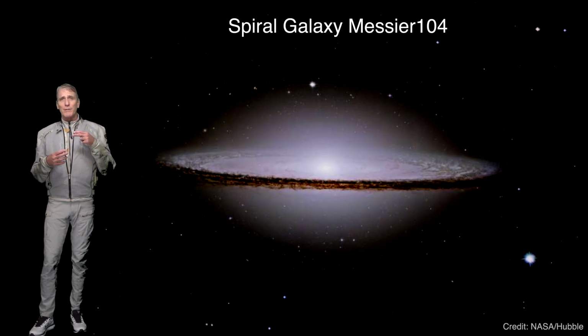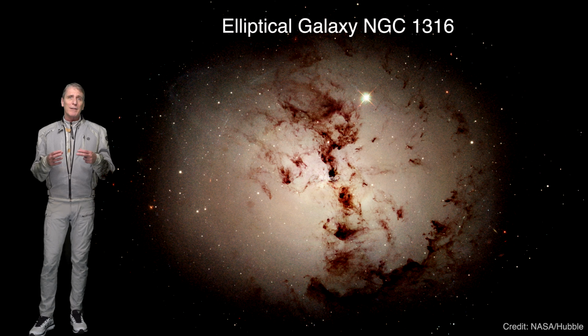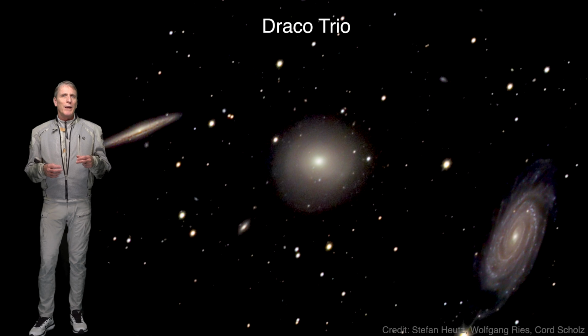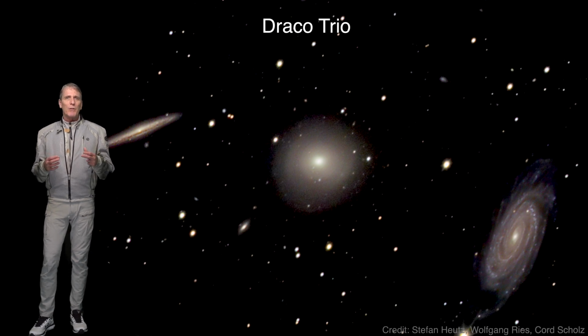While spiral galaxies look like spinning disks, elliptical galaxies look more like spinning spheres, except that they're stretched out more on one axis than the other. This beautiful image shows three galaxies located in the Draco constellation. They're called the Draco Trio. Can you tell which one is the elliptical galaxy?